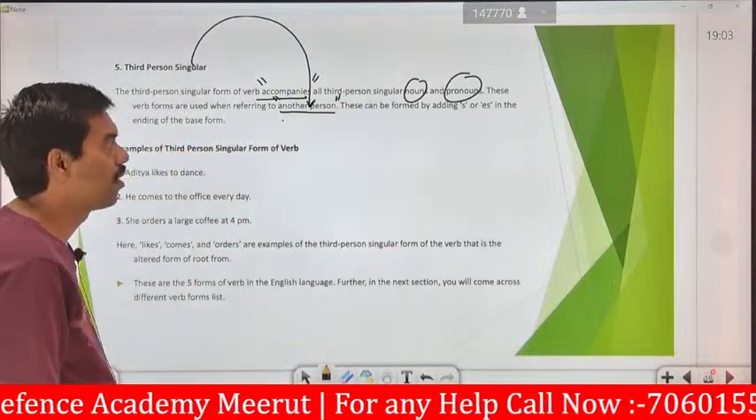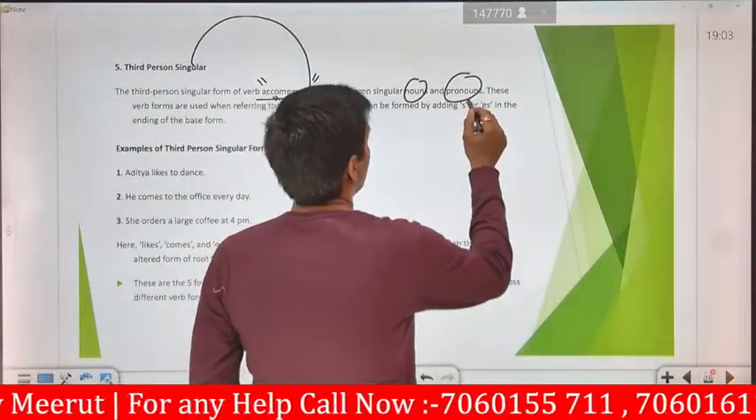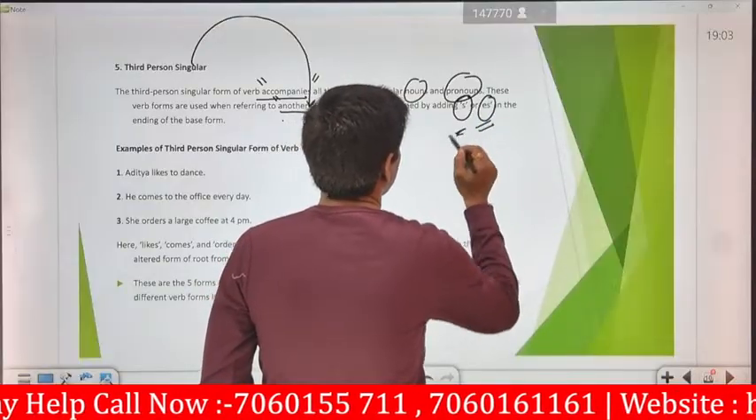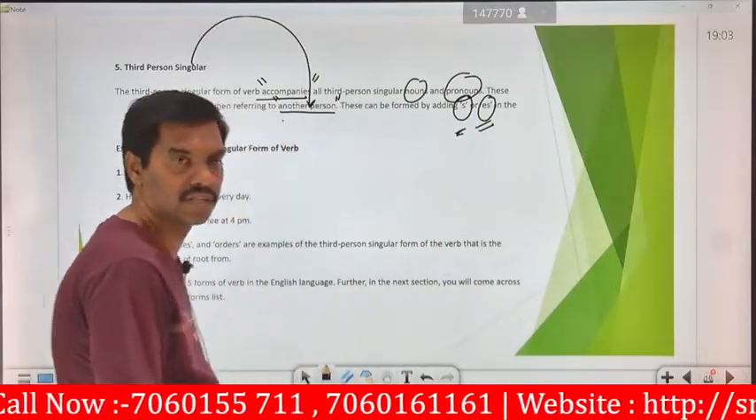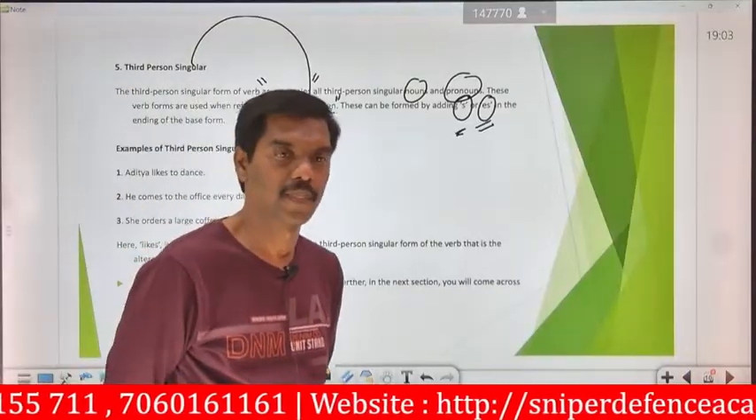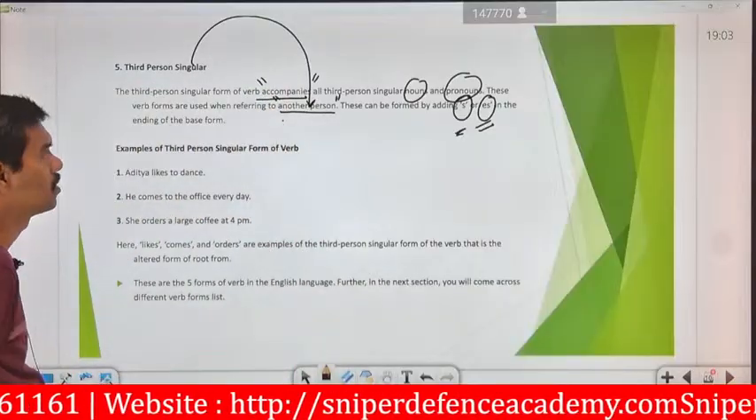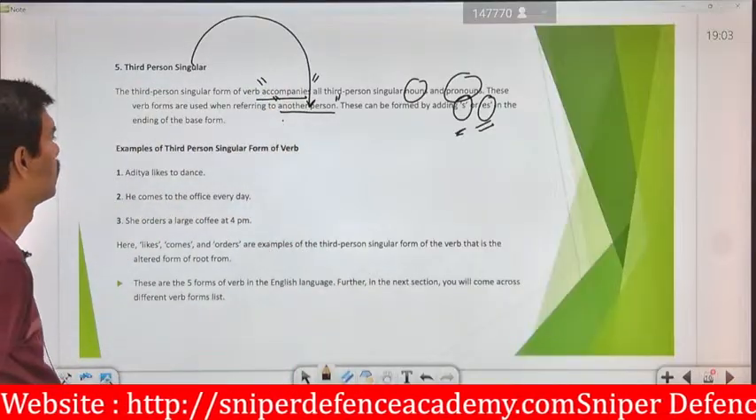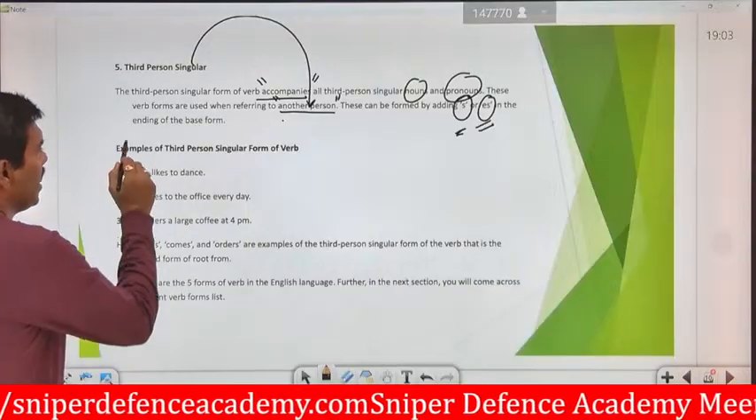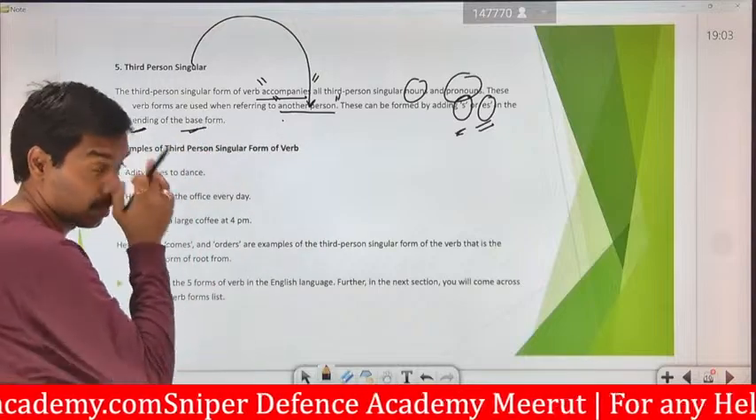So they can be formed by adding s or es. How are we going to form these verbs? By adding s or es. I am going to add the letter s, or I am going to add es. Okay, it is the third person singular, at the ending of the base form. Generally, we know that at the end of the word we add this s or es.